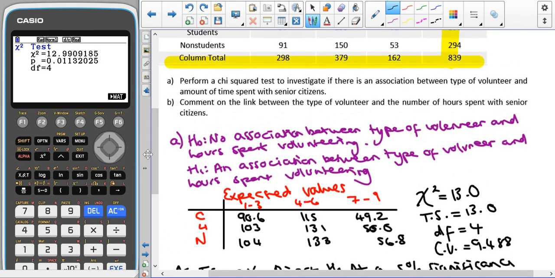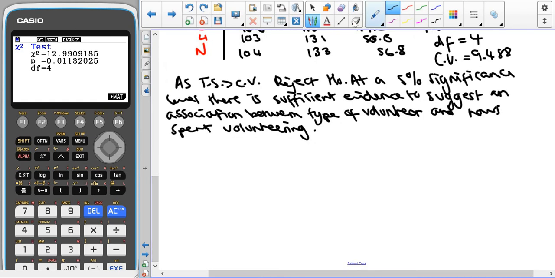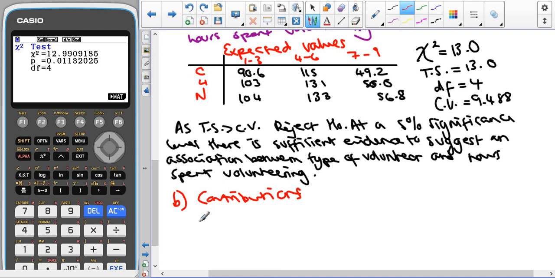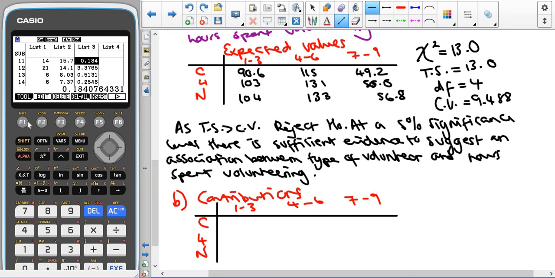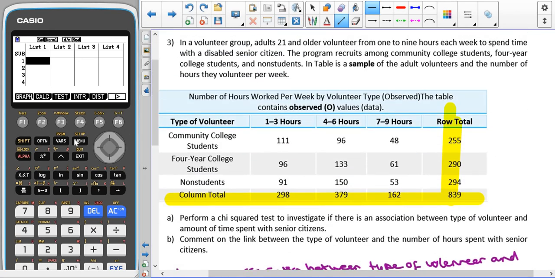So then for part B, comment on the link between the type of volunteer and the hours spent volunteering. So again, we're going to be writing down our contributions. So again, we're going to have community college, 4-year, non-student, 1 to 3, 4 to 6, 7 to 9. And again, remember that your observed value is going to list 1. Delete what we've already got in there. So our observed values are going to go into list 1. That's the original table that was given to us in the question.